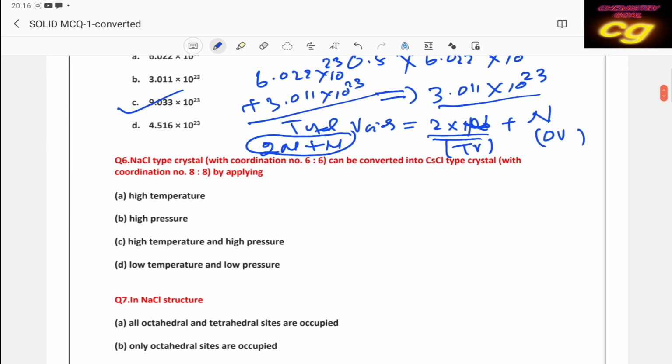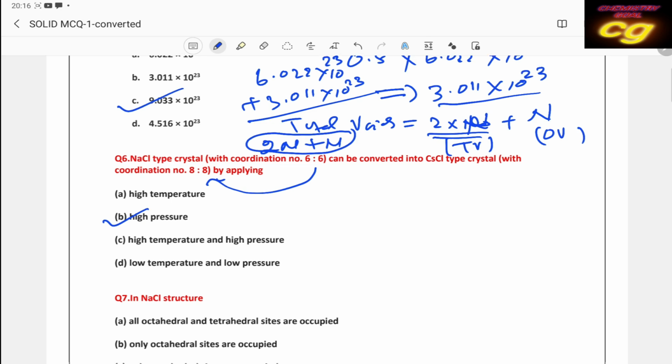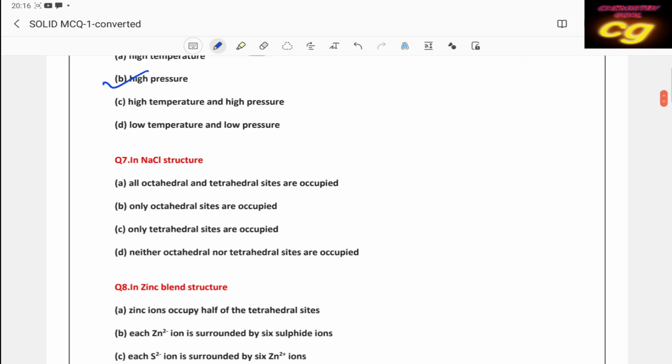Then question number 6. A NaCl type crystal with coordination number 6:6 can be converted into a cesium chloride type crystal with coordination number 8:8 by applying: high temperature, high pressure, high temperature and high pressure, or low temperature and low pressure. What is the correct answer, you will think? The correct answer will be, as the coordination number is increasing, high pressure is the correct answer, because the coordination number increases with increasing pressure and decreases with increasing temperature.